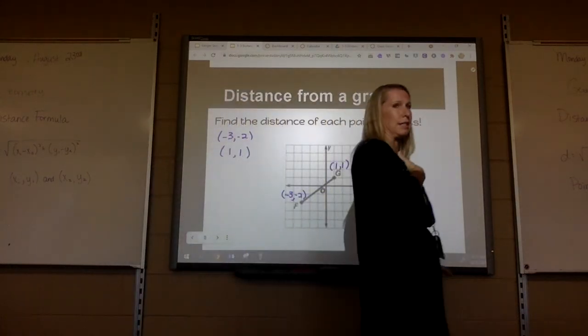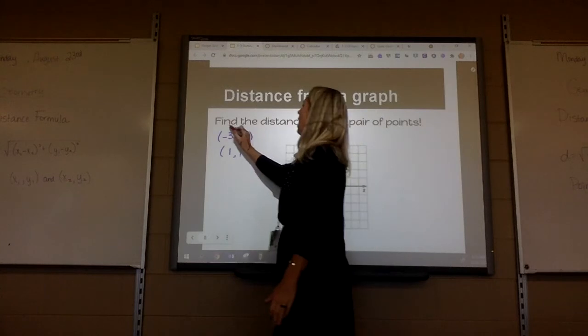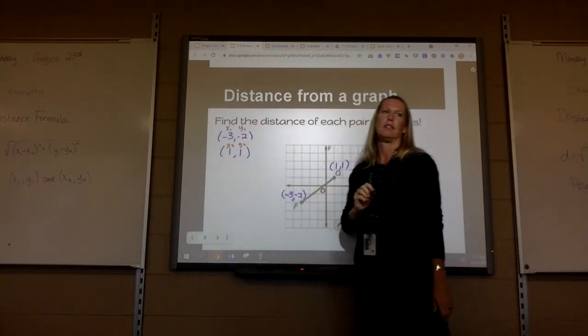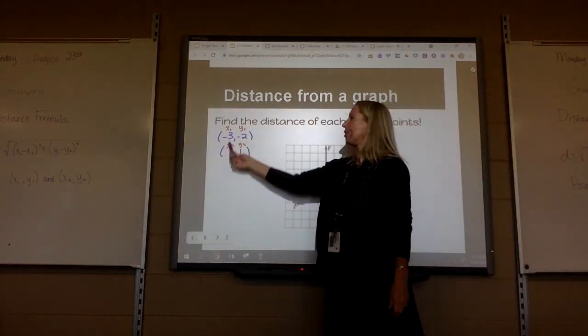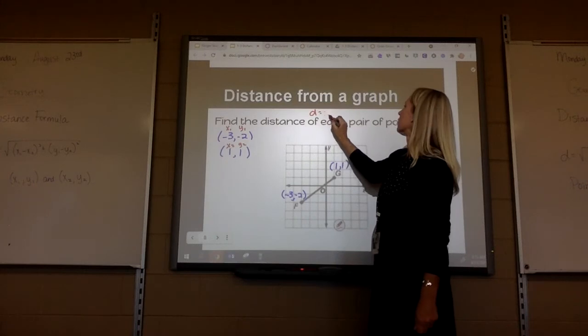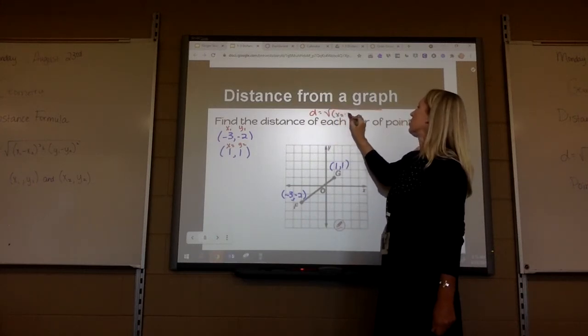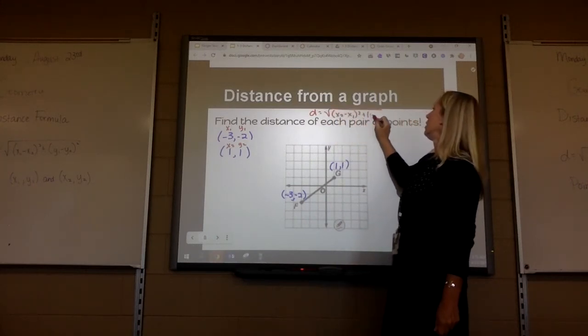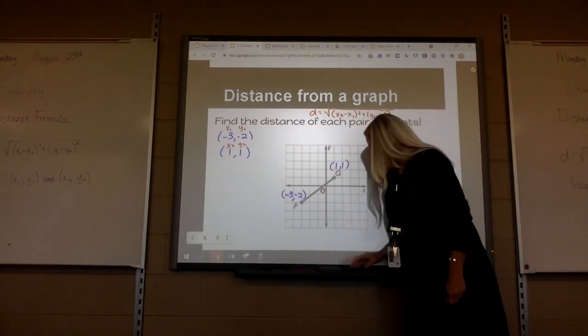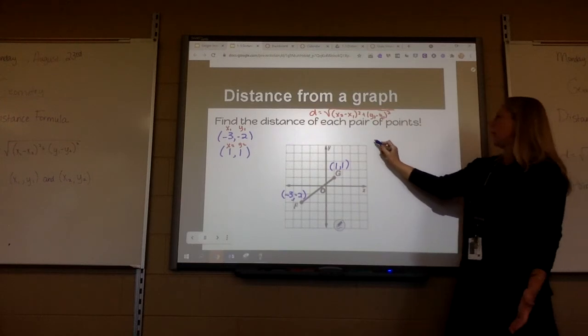I personally like to label my points x1, y1, x2, y2, because that way you remember to keep the x's together and the y's together. So I'm going to write out the distance formula again just so we see it: x2 minus x1 squared plus y2 minus y1 squared. So let's write it out and type it in the calculator.